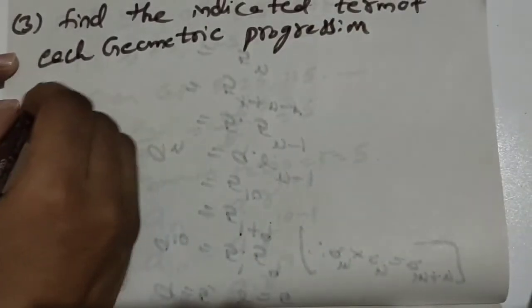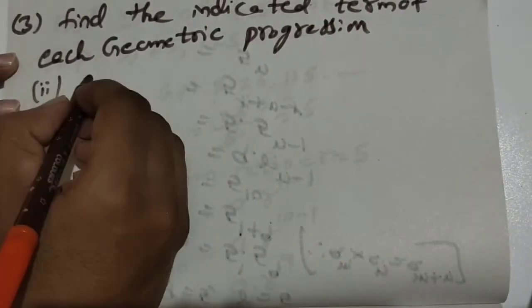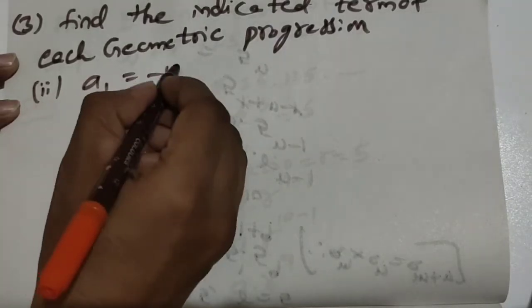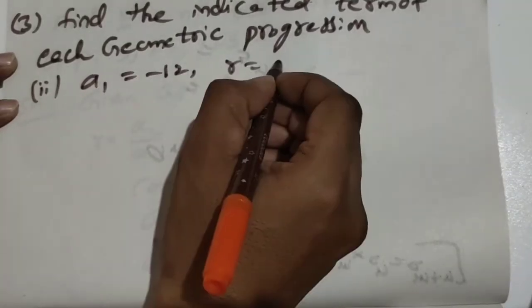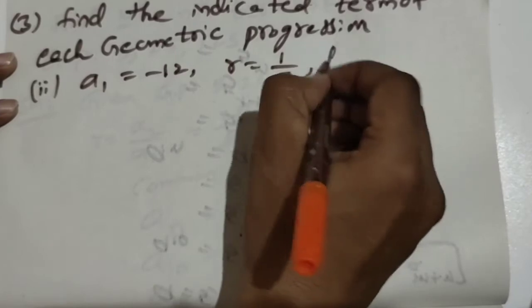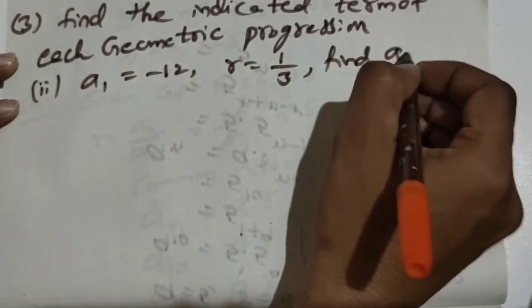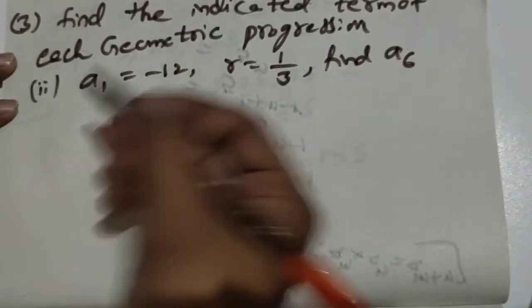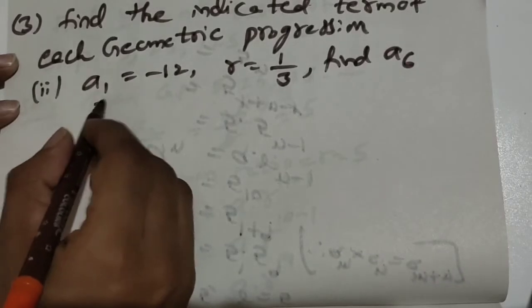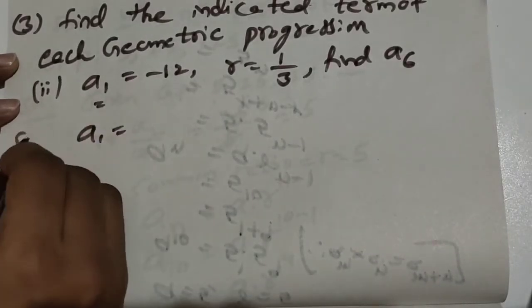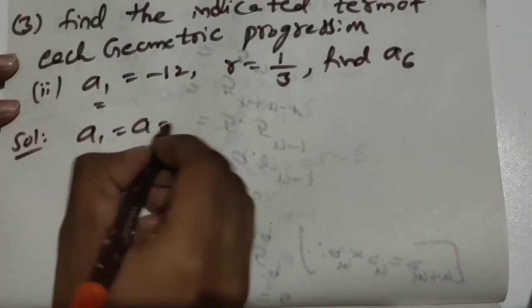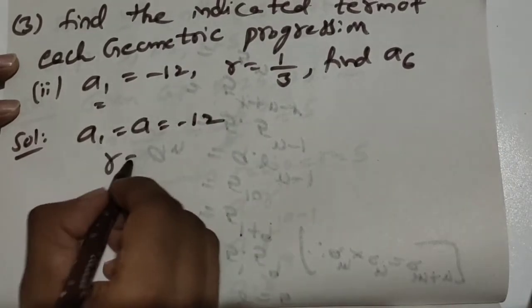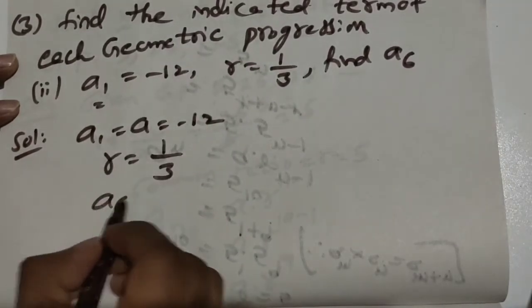Now here I am telling a second one. A1 is equal to minus 12, R is equal to 1 by 3. They are asking what is A6. Here directly we have the first term, that is A1, which is A, equal to minus 12 and the common ratio 1 by 3. We have to find A6.